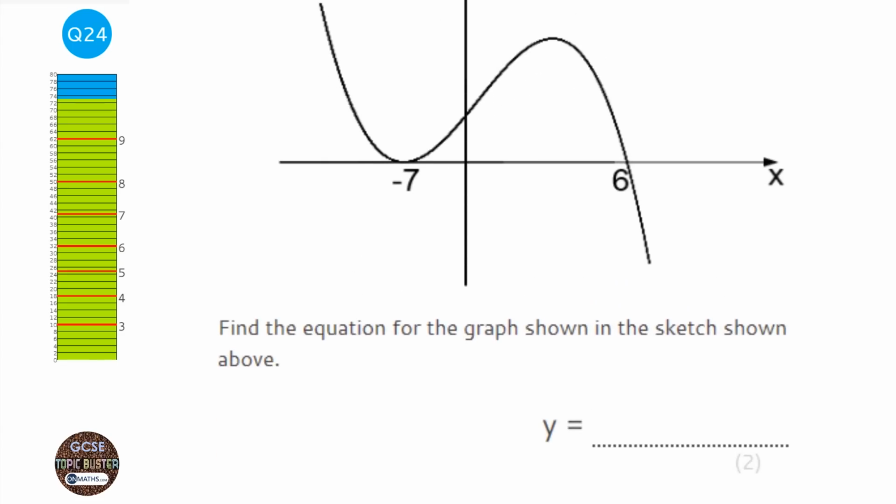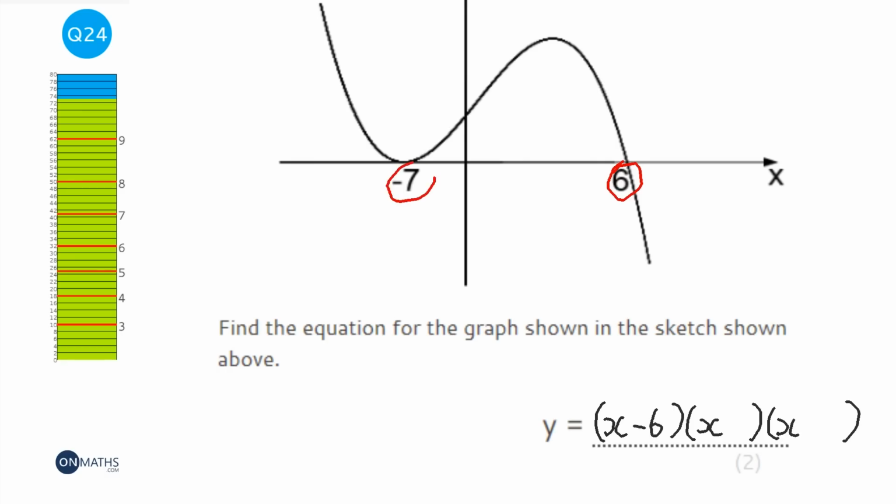Okay, so we've got a cubic graph here, because it goes down, then up, and then down again, and we're asked to find the equation of the graph. Now, the normal method is to put down 3 brackets, and any solution it gives us in the graph, we write down the opposite, the inverse sign, right? So for this one here, it would be x minus 6, because 6 take away 6 is 0, therefore that's a solution. And for this one here, it would be plus 7, because 7 take away 7 is a solution, right? Because it equals 0.